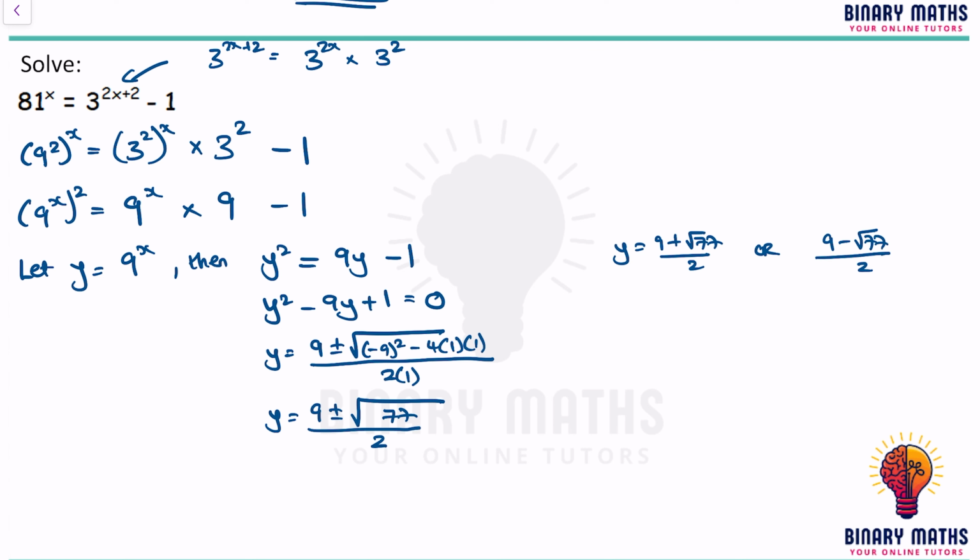Which means 9 to the power of x now, because y is equal to 9 to the power of x, is equal to 9 plus root 77 over 2, or 9 to the power of x is equal to 9 minus root 77 over 2. Now we need to check that they're both greater than 0. We know that one's definitely greater than 0. Root 77 is definitely less than 9, so this is also greater than 0. So it does work out.